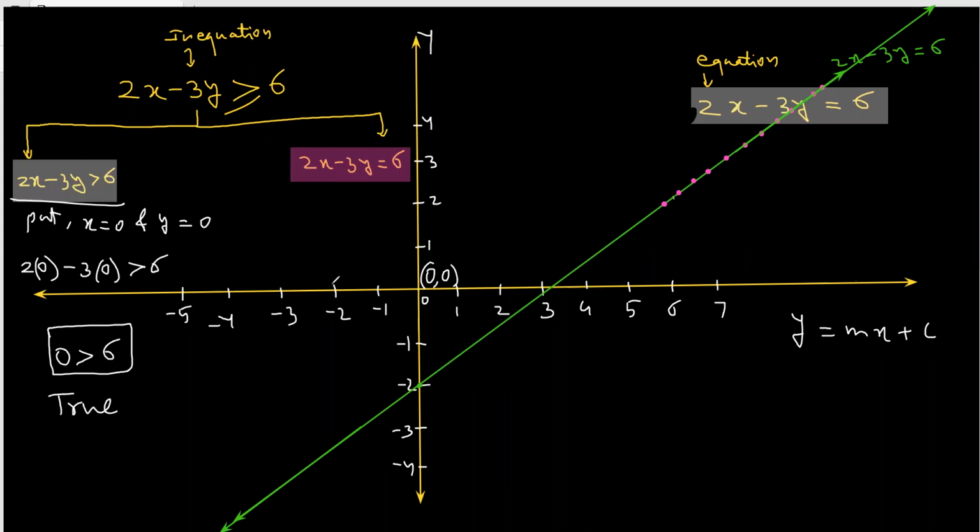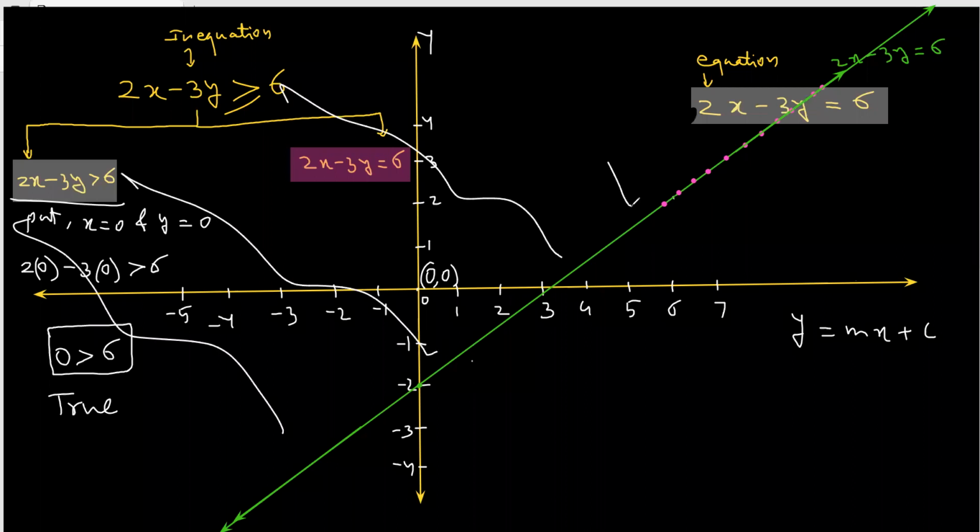Okay, so this region where the origin is lying is known as the origin side of the line. Why? Because the origin is contained in this side.